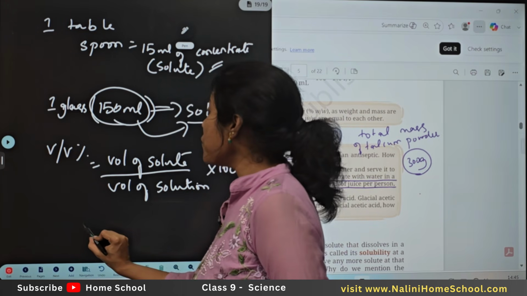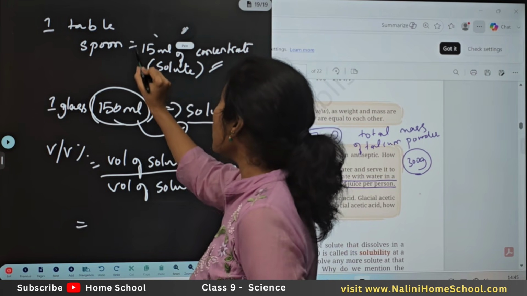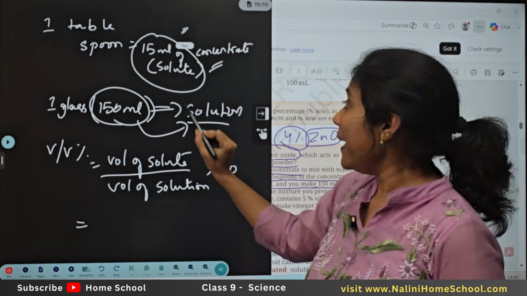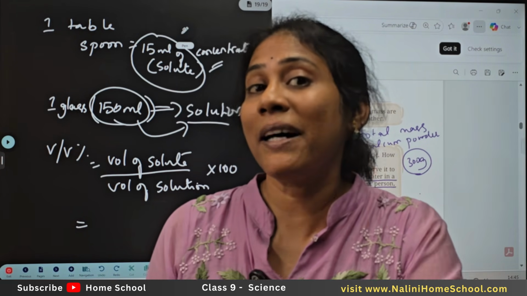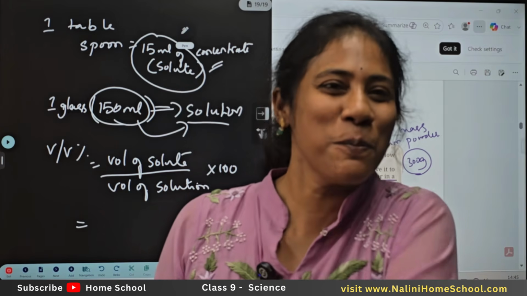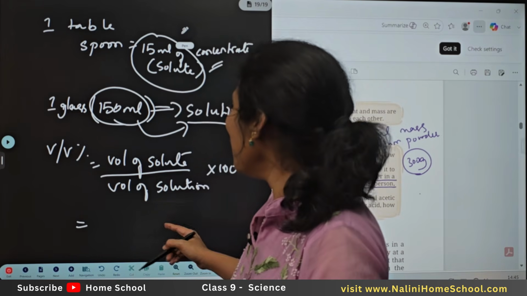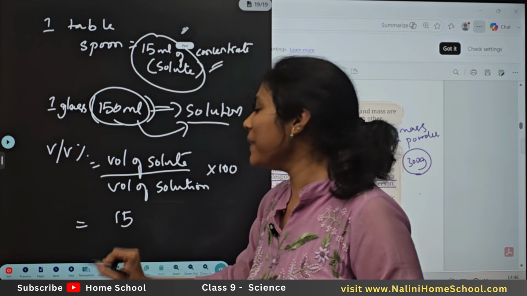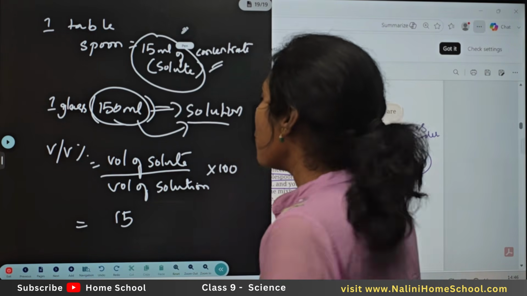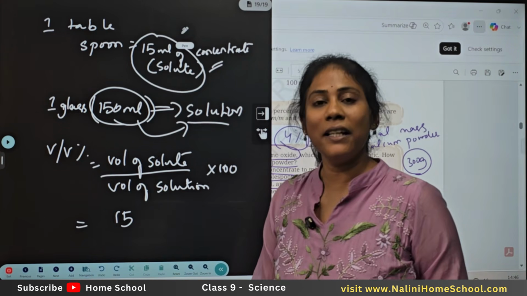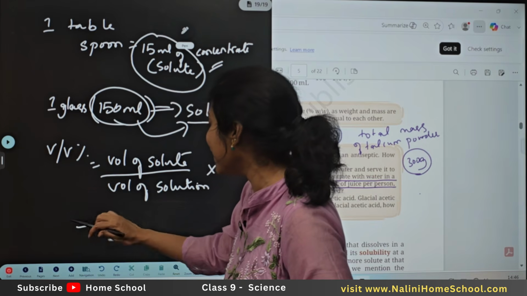But for volume of solute, 1 spoon has got 15 ml, but to make 150 ml of juice, how many spoons did your mother tell you to add? 2 spoons. Isn't it? So if you take 15 in the numerator, it is wrong. Your mother told you to take 2 spoons. So 1 spoon has got 15 ml, 2 spoons has got 30 ml.